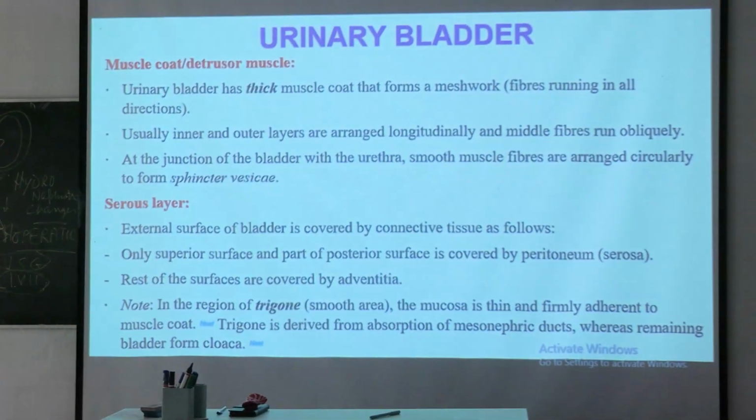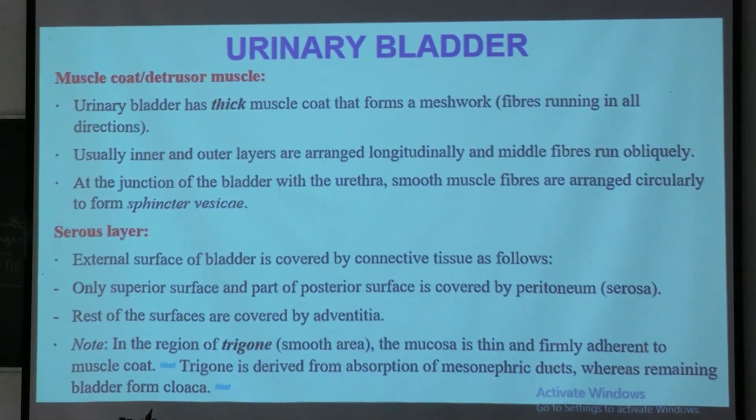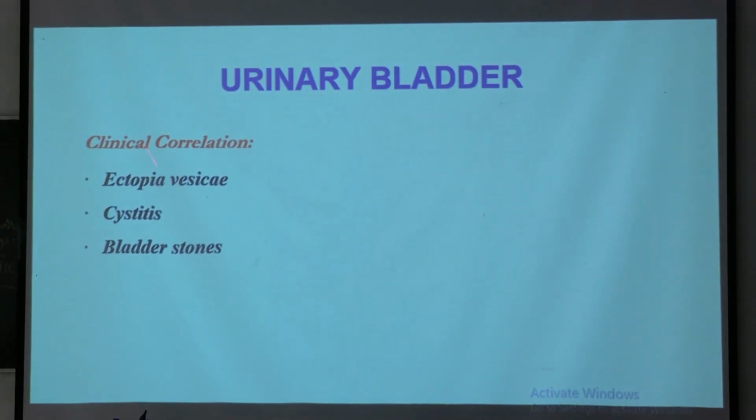Okay. So these things are very important for your viva and MCQ. How is the trigone formed? It is formed by absorption of mesonephric ducts. What is the lining epithelium? Important feature is the mucosa is thin and firmly adherent to the underlying muscle coat. So all these are important for your viva and MCQs. Understood? These are the different clinical aspects of the urinary bladder.